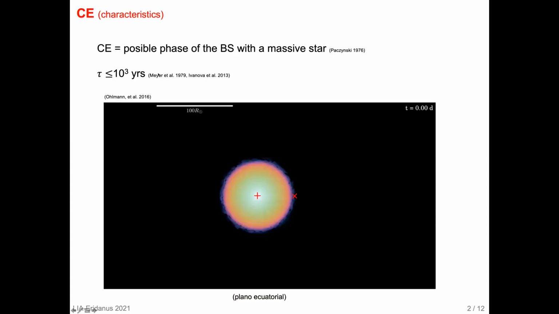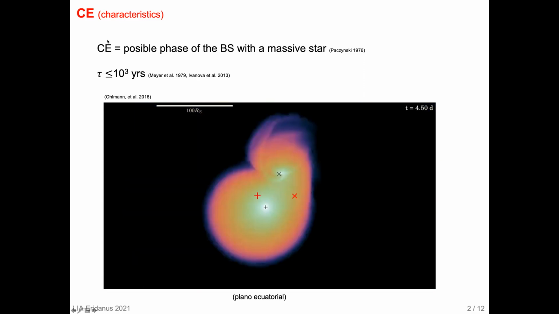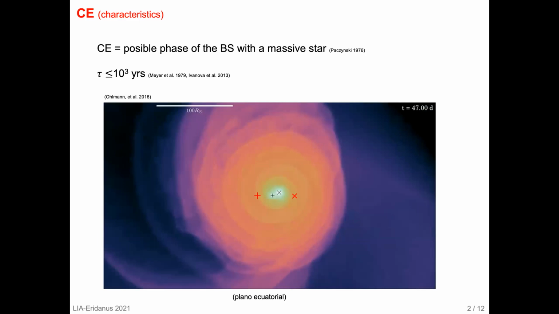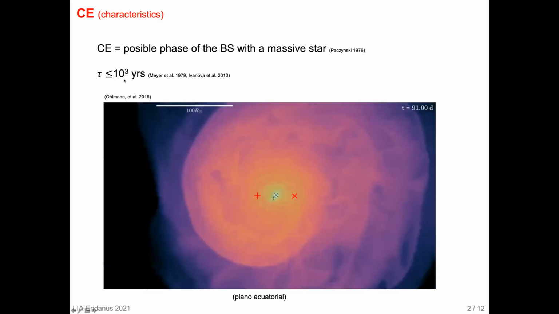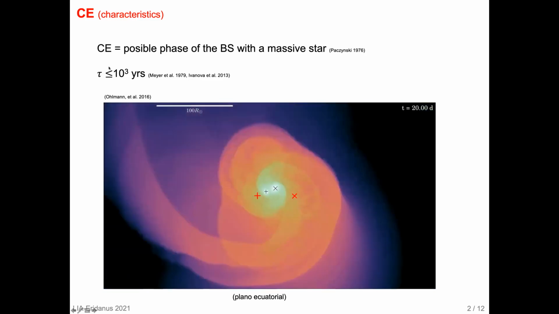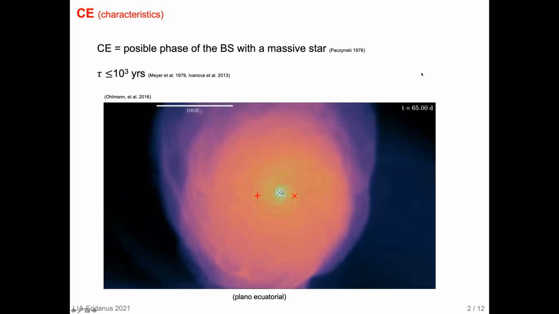Let me explain a bit more. Common envelope is the phase I'm showing in the video. It's a 7 solar mass star, and in this case there's a compact object, a neutron star. Let me take the music off. I'm going to show how this evolves. Common envelope is a very interesting phase that may be present in the evolution of a binary system, especially when one of the stars is very massive. The bad news is that it is really short. Analytical constraints are of the order of 1,000 years, but numerically we've seen even lower values, hundreds of years. That's why they're so difficult to observe.